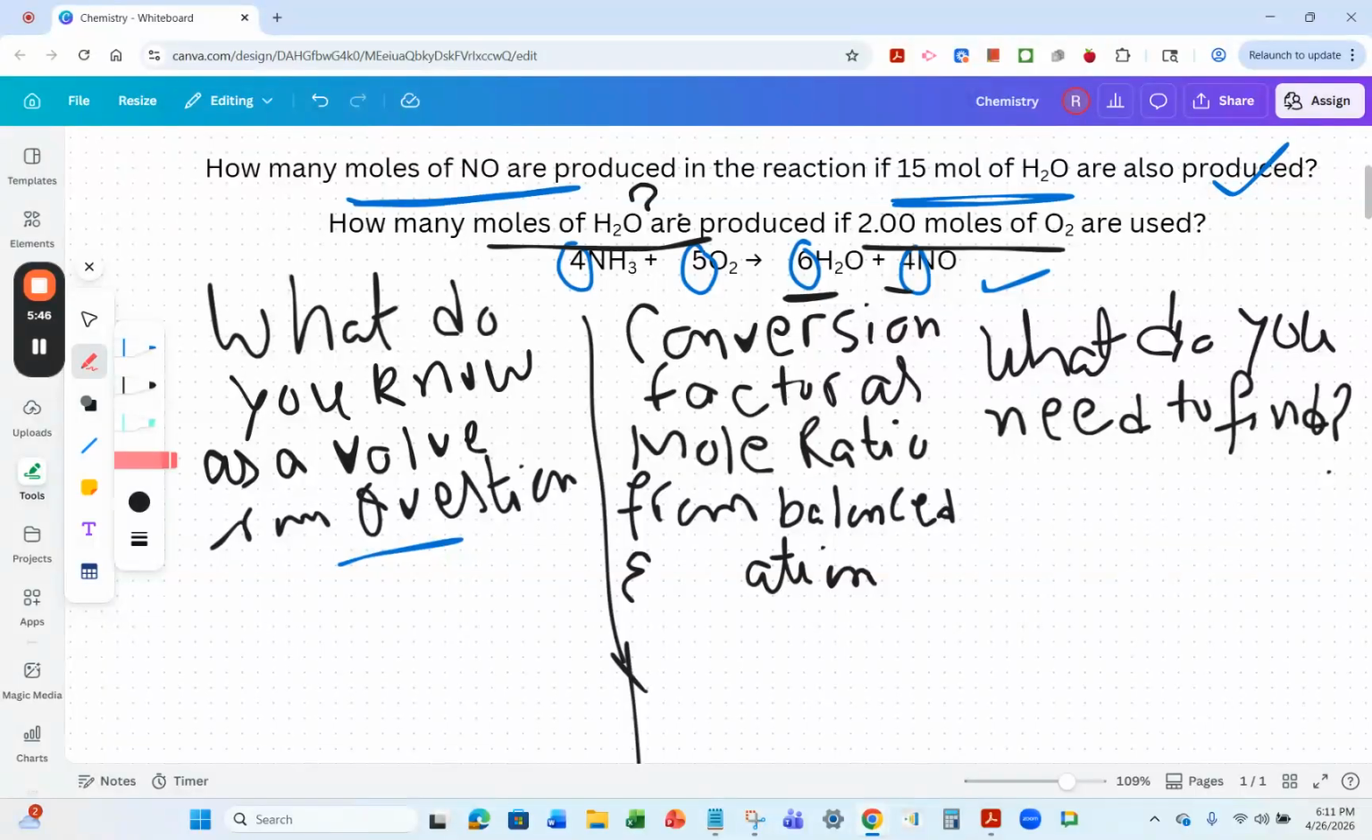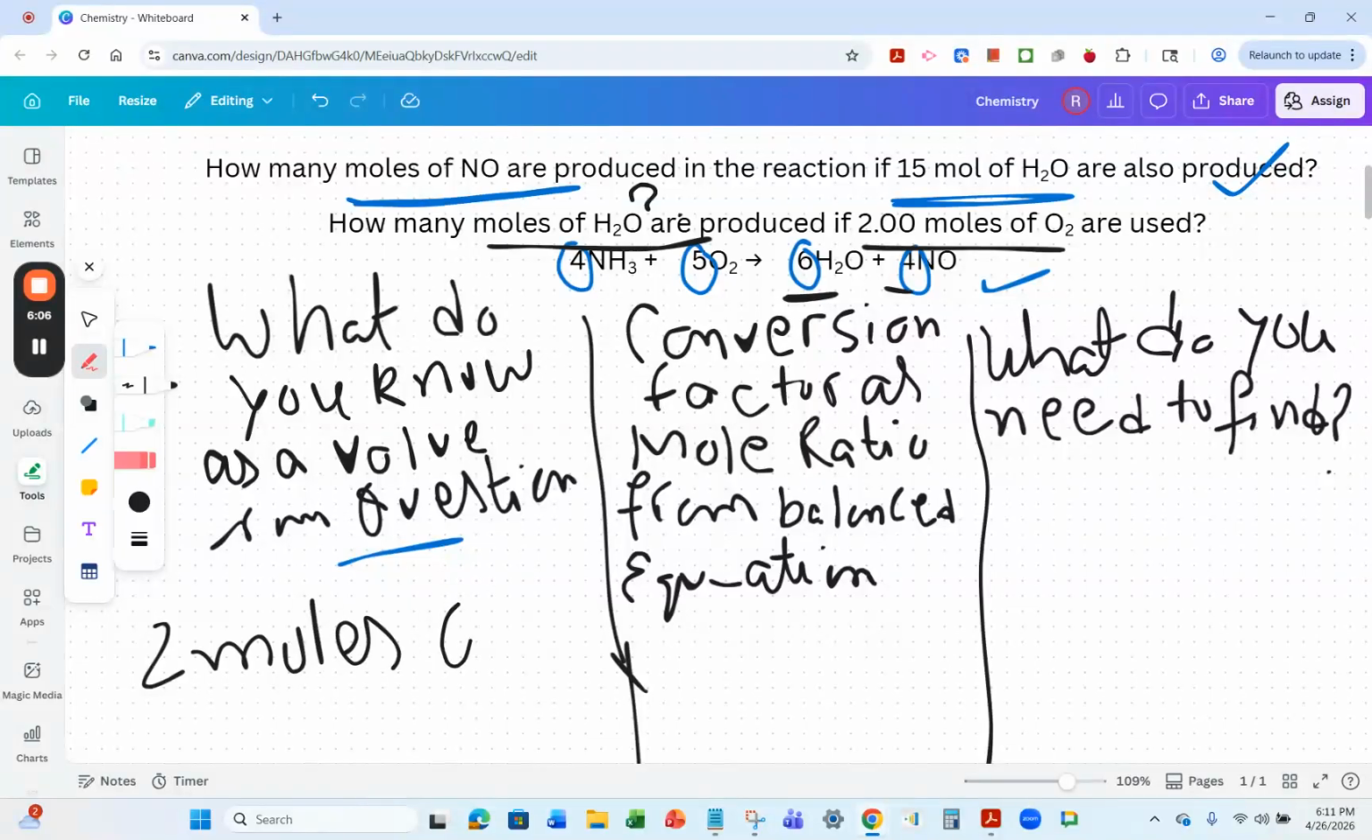Then it's very easy to do stoichiometry. Stoichiometry is not difficult. It is just a little trick. So what do you know in terms of a number from the question? I know 2 moles of oxygen. Here we go. What do you want to find? I need the answer in terms of water moles.